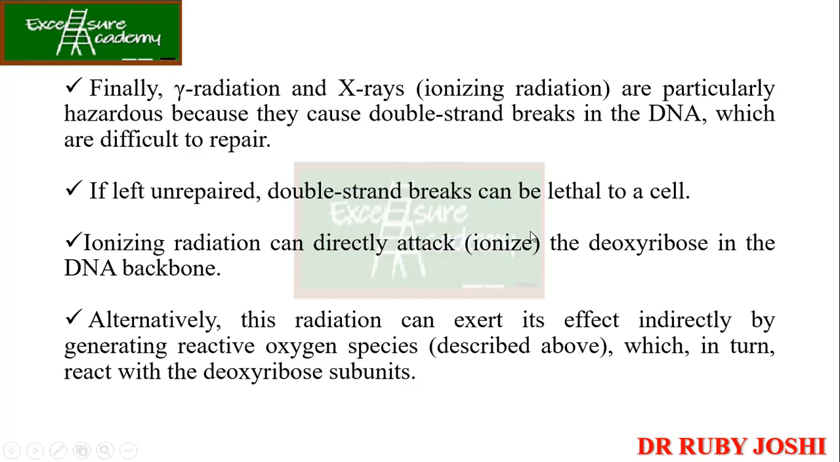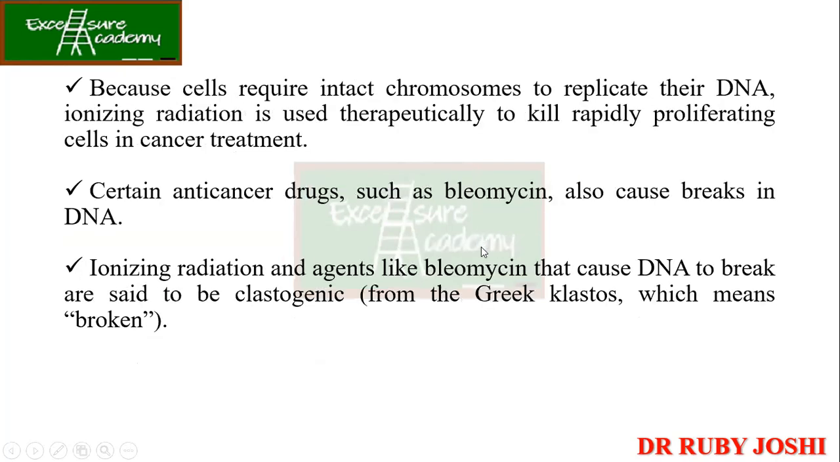Now, ionizing radiation can directly attack the deoxyribose in the DNA backbone, or this radiation can exert its effect indirectly by generating reactive oxygen species. So, which we have discussed just above, that the reactive oxygen species can also damage the DNA. Okay. So because cells require intact chromosomes to replicate their DNA, ionizing radiation is used therapeutically to kill rapidly proliferating cells in the cancer treatment. So now you know that in order to kill the cells, we use the ionizing radiation.